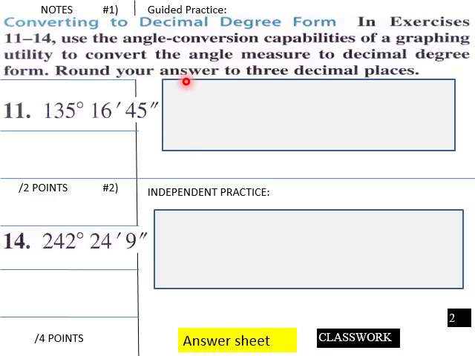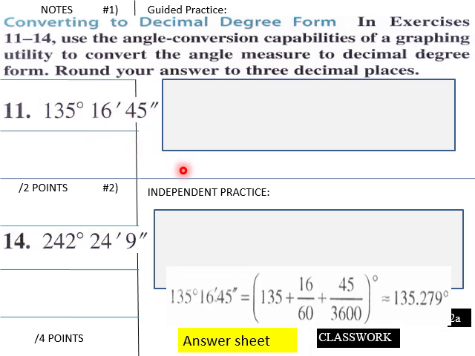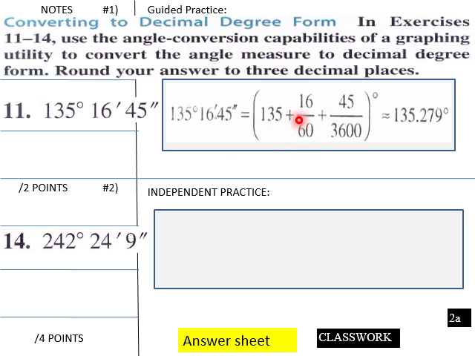So we're going to get into this here. Use the angle conversion capabilities of a graphing calculator to convert the angle measure to decimal degree form. Round your answer to 3 decimal places. So we have 135 degrees, 16 minutes, 45 seconds. This becomes 135 plus 16 over 60 plus 45 over 3600 degrees.